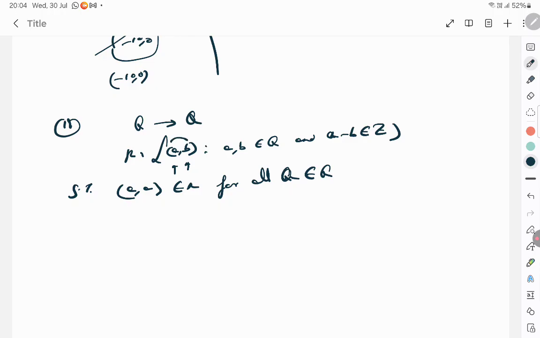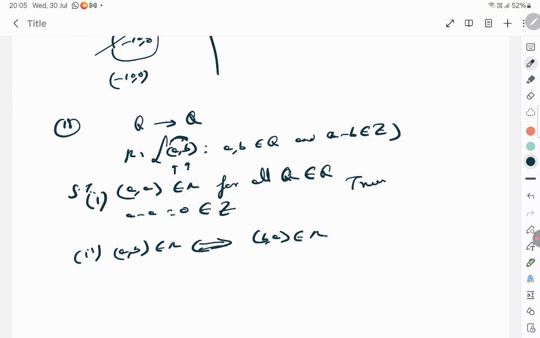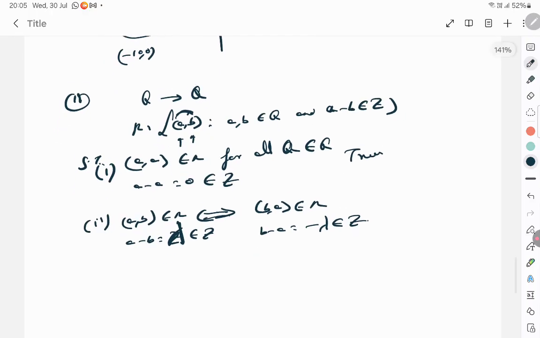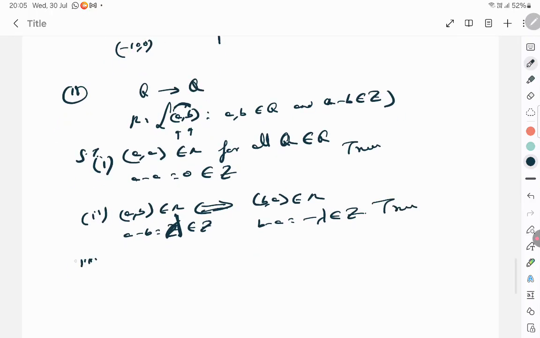All that you take, this x and y value, this A and B, subtract it, it should be an integer. Then A minus A will be 0, which is also an integer. Therefore, it's true. Next, that's part number 1. Part number 2, (A, B) is an element of R. Then does it imply that (B, A) is an element of R? A minus B is an integer. Let's take it as lambda, some value. B minus A will be minus lambda. If this is an integer, this is also an integer only. Therefore, true.